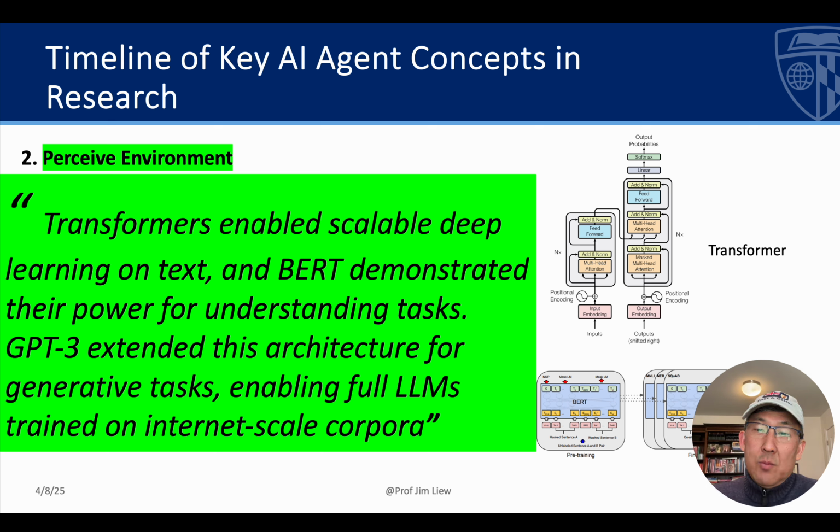Transformers enabled scalable deep learning on text, and BERT demonstrated their power for understanding tasks. GPT-3 was extending this architecture for generative tasks. Remember, before, there were very specific things that BERT was trying to do, and it had a pretty good success rate, but it was for very specific tasks. So GPT made it a little bit more general, and these three sort of enabled this full LLM to be able to be trained on all of the internet data.